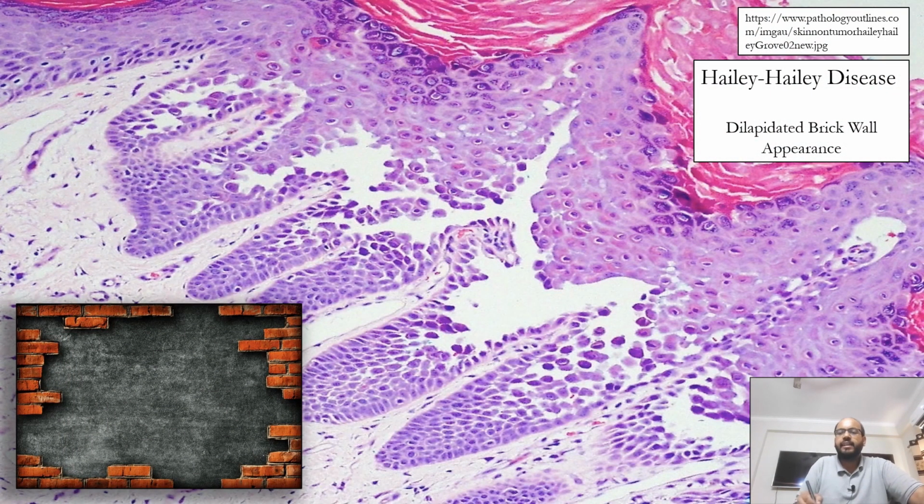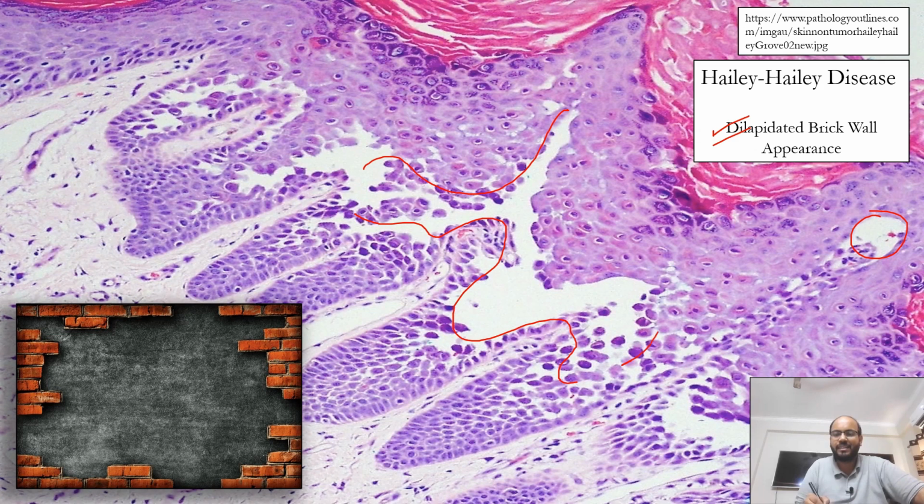Now this is Hailey-Hailey disease, and the term that we use is dilapidated brick wall appearance. Okay, I'll see if I can find a photo of a dilapidated brick wall. I'll add it to the slide. So in dilapidated brick wall appearance, it looks like a brick wall, a wall made up of bricks, but a few bricks are missing in between. So here we can see those bricks which are missing.